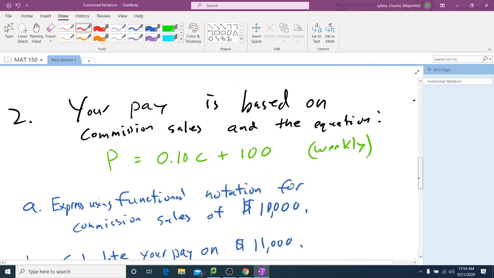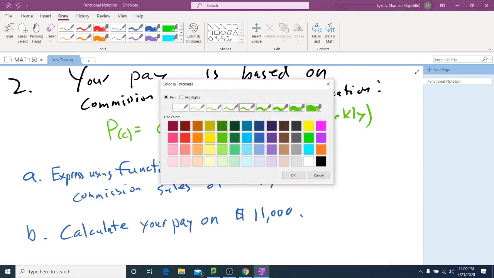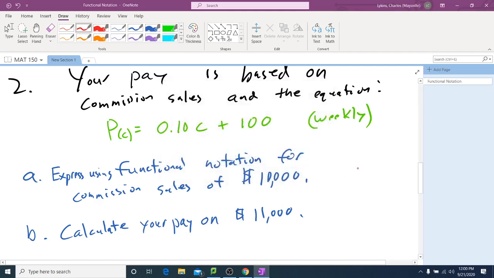Now, you will also see this. Your pay is based on a commission sale and has the equation P, and you probably will see P. Sometimes you'll see P as C. That C just tells you what variable you're going to use. So it's the commission sales. So it's 0.10 or 10% of your commission sales plus $100, and this is your weekly pay. So express, in part A, using functional notation the commission sales of $10,000. If you're asked something like this, all you have to do is put in the $10,000.